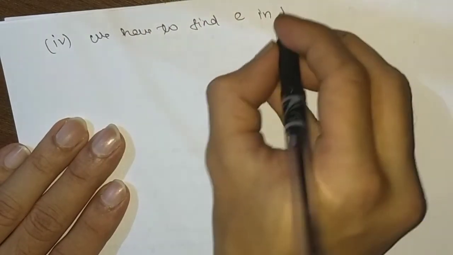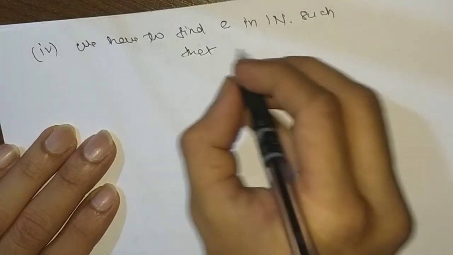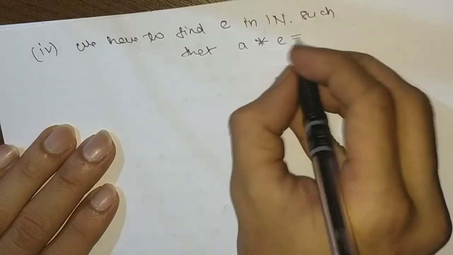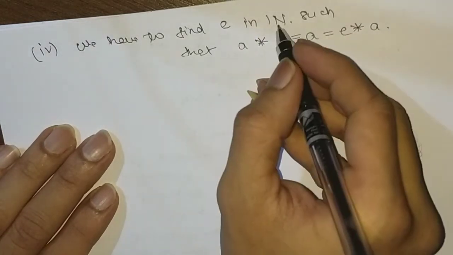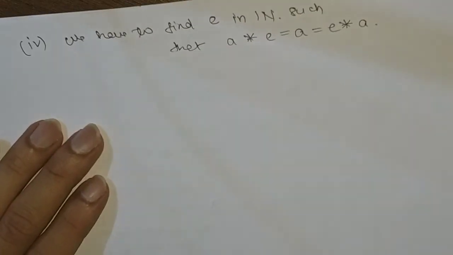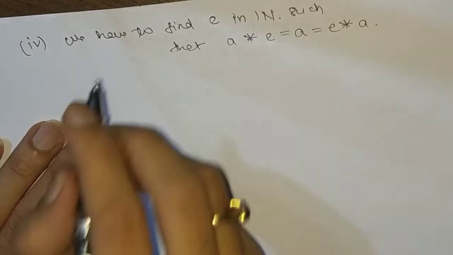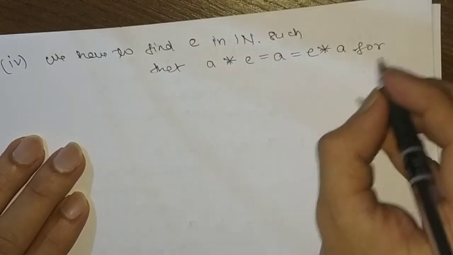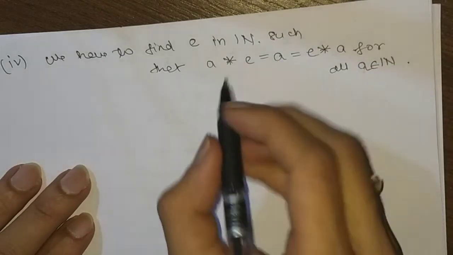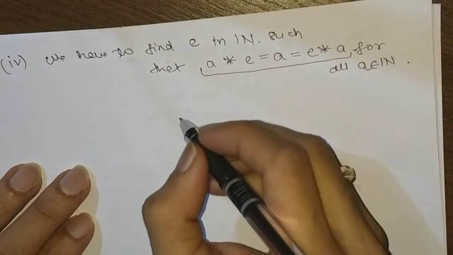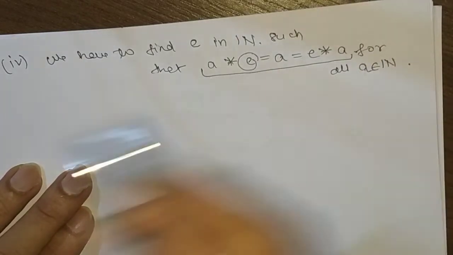We have to find E in the natural numbers, such that A star E should be equal to A, which is equal to E star A. E should be in the natural numbers because the set we have taken is the natural numbers. So such that A star E should be equal to A, which is equal to E star A, and this should happen for all A in the set of the natural numbers. For all A it should happen. So E is unique, and for all A you should get this.